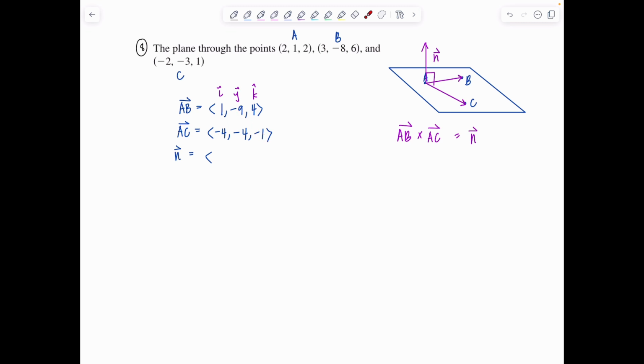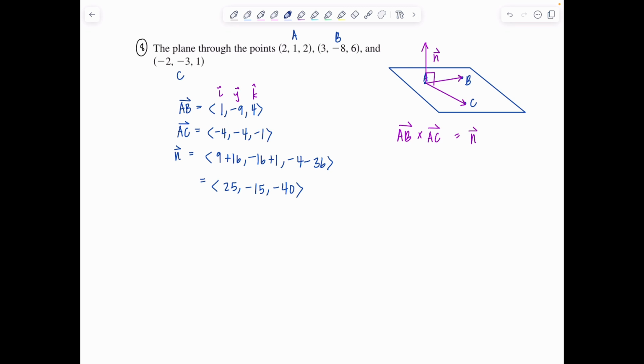So then this is 9 plus 16 for the first component. Then for the next one, I multiply the opposite diagonal order since there's a minus sign, so that would be negative 16 plus 1. And then lastly, we're going to have negative 4 minus 36. If you need to review cross products, I'll link the video in the description. So this ends up giving us 25, negative 15, negative 40. And everything's divisible by 5. If I divide a vector by a scalar, I'll get a new vector that's parallel to the original one.